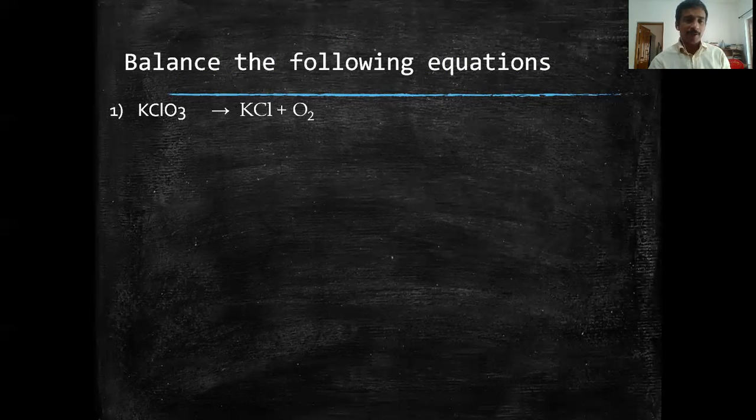For example, the left side you multiply with 2. 2 KClO3 means 2 potassium, 2 Cl and 6 oxygen. And on this side, if there are 2 KCl, here also 2 KCl will be there on the right side. 2 KCl. And here 2 into 3, 6 oxygen, so we can write 3O2. Now the equation is balanced. In that way, you can balance all these equations. That is the trial and error method. Try left and right, change the numbers and balance.